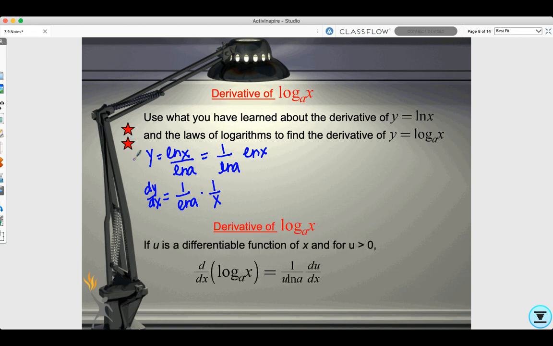Therefore, in terms of u, if u is a differentiable function of x for u greater than 0, the derivative with respect to x of log base a of u is 1 over u natural log of a times du over dx, or the derivative of u with respect to x.